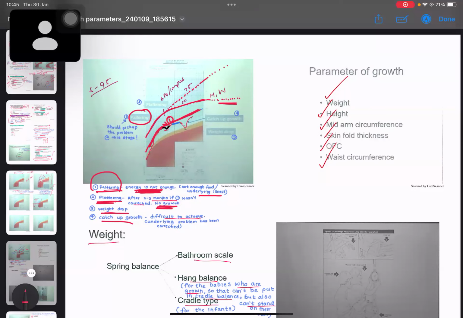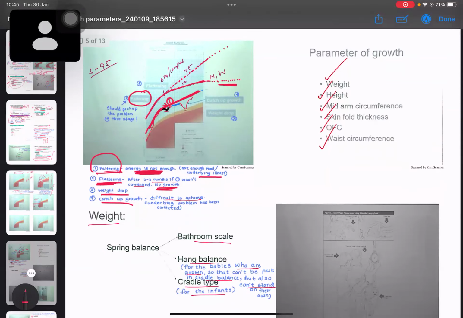There is no growth at all, because the problems faced during faltering growth have not been addressed or corrected. Because of that, the child is not growing now. This is the flattening. This is due to the inadequate correction of faltering growth. Faltering means the pattern, the normal pattern.